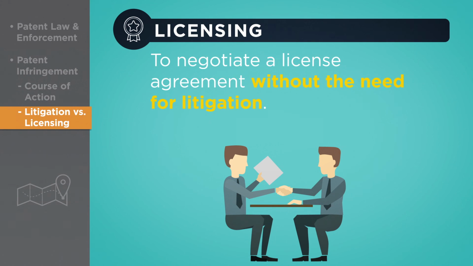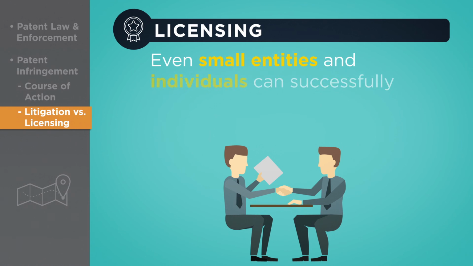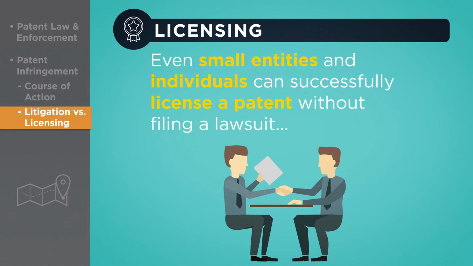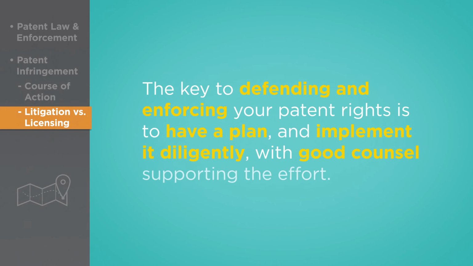Often, lawsuits can be settled via a license agreement short of trial. About 95% of patent lawsuits settle before trial, with many defendants taking a license for which they pay a royalty. Even small entities and individuals can successfully license a patent without filing a lawsuit if they have a good patent and a reasonable licensing plan. Most prospective licensees know that lawsuits are very expensive and would prefer to settle a dispute with a license rather than fight a lawsuit. The key to defending and enforcing your patent rights is to have a plan and implement it diligently with good counsel supporting the effort.